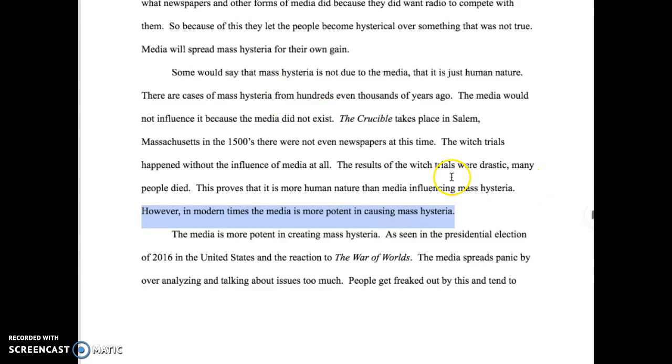you talk about the results of the witch trials. Many people died, and it's more than human nature. Sorry, it's more human nature than media influence mass hysteria. So this is right. So this is part of the mass hysteria. The thing you need to be clear on with this is for your opposing side, right? So this is your opposing side. Good topic sentence, good way to look at it, but you don't refute it.